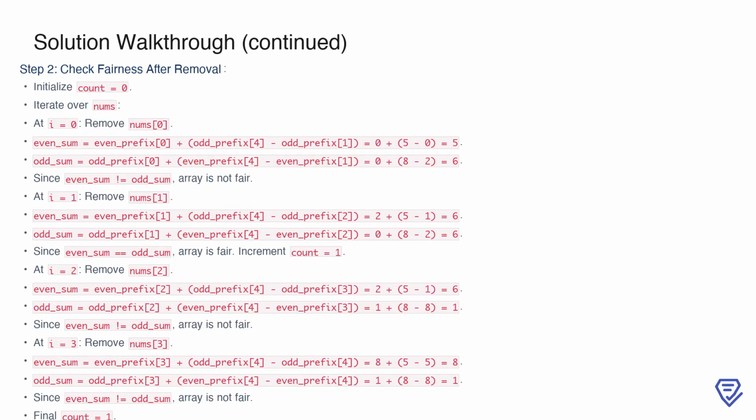Now, we determine how many ways we can make the array fair by removing one element. We initialize count to 0, which will track the number of valid removals. Starting with index 0, we remove nums[0] and calculate the sums for the even and odd indices. The even sum is formed by combining the even prefix up to index 0 and the odd prefix from index 1 onward, giving even_sum equals 5. Similarly, the odd sum is calculated as odd_sum equals 6.